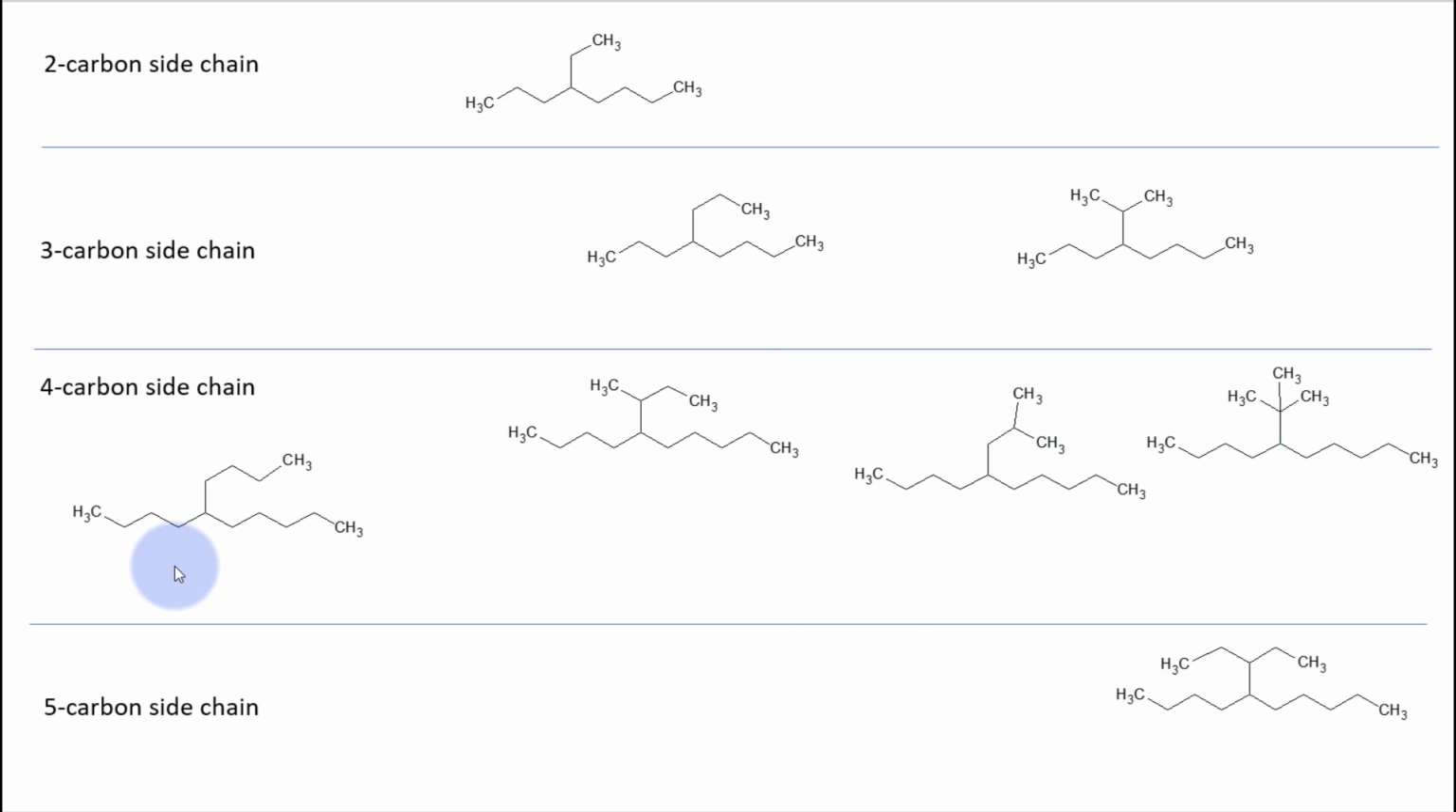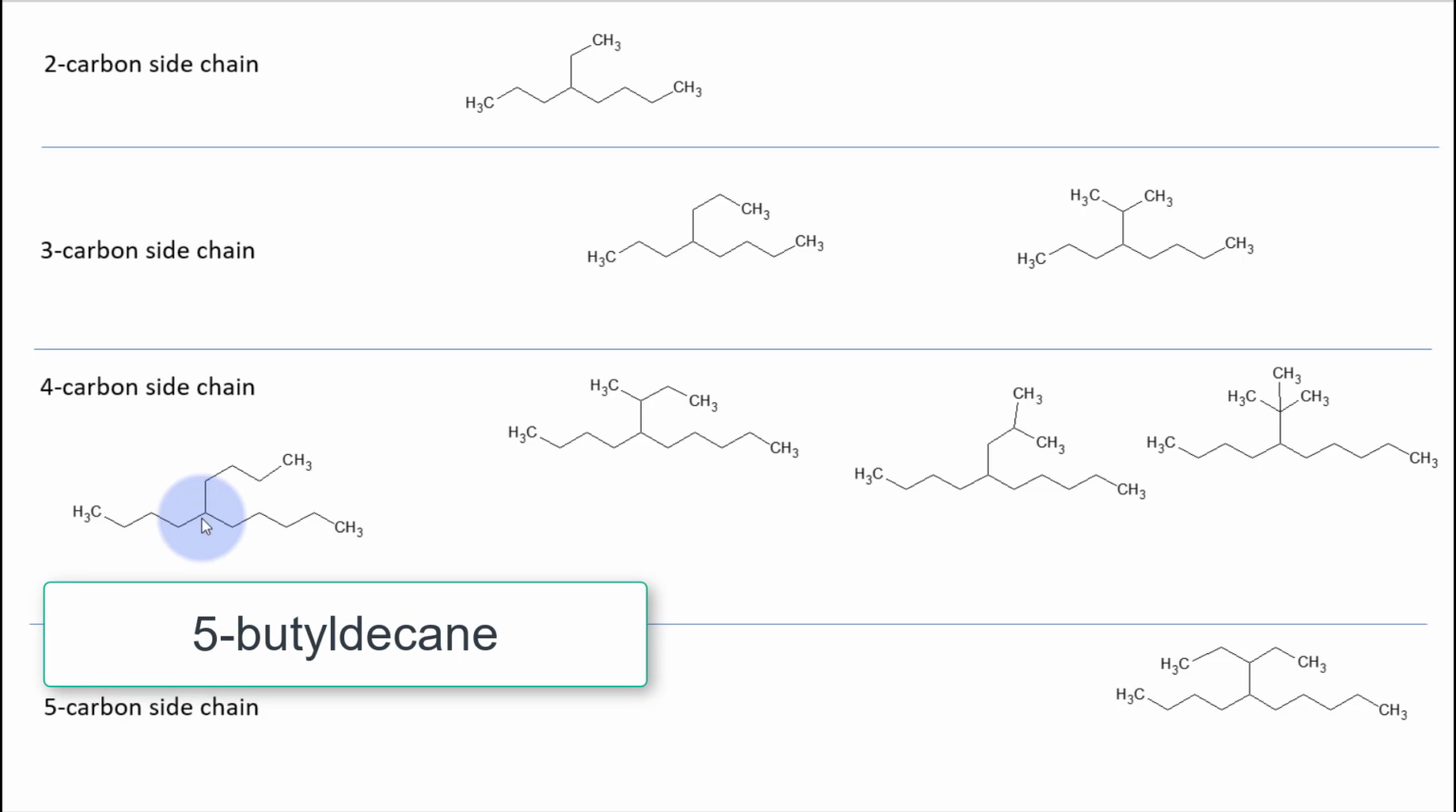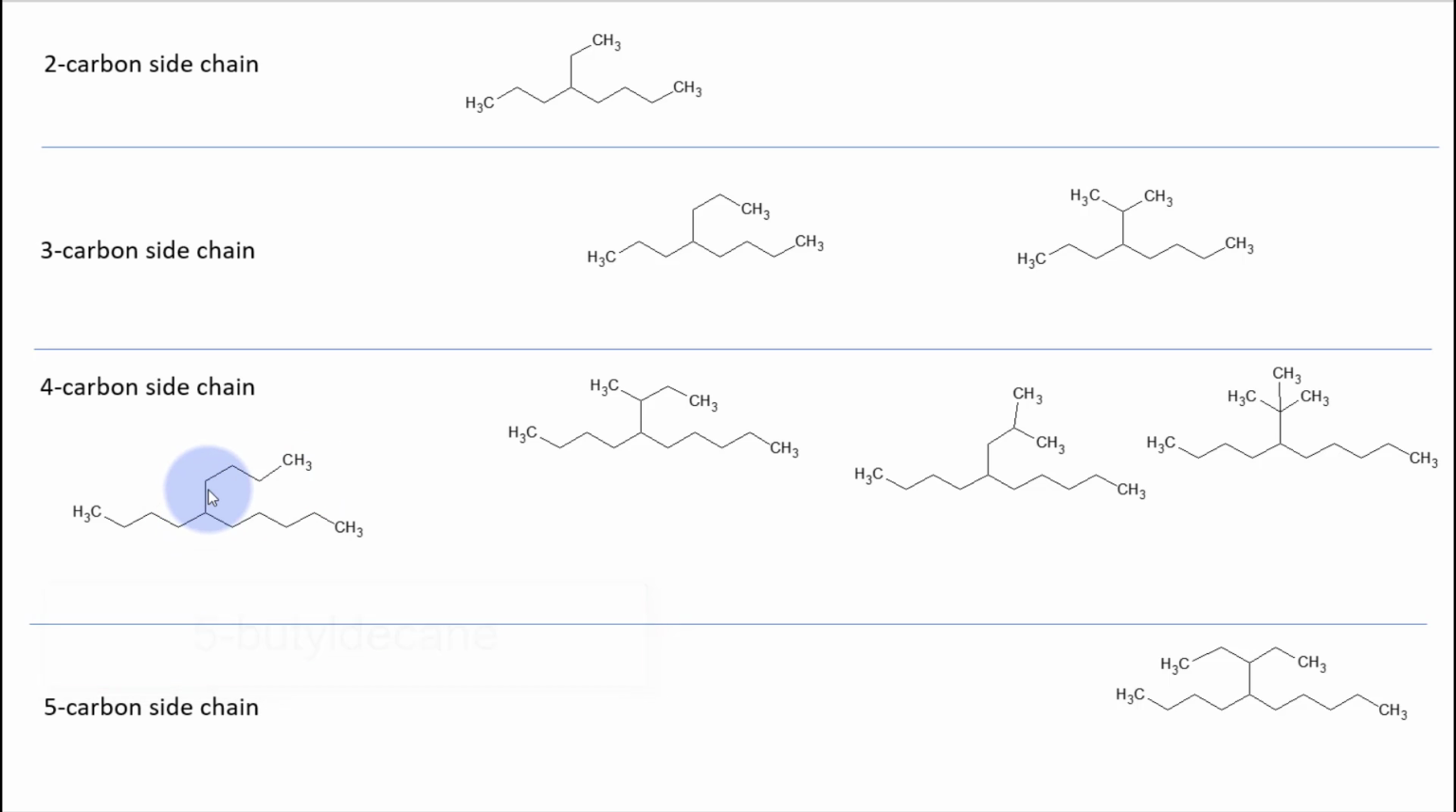So when we get to the 4-carbon side chain, in the 1, 2, 3, 4, 5, 6, 7, 8, 9, 10, this is a decane. 1, 2, 3, 4, 5. 1, 2, 3, 4, 5, 6. So 5 is the position for the butyl group. 1, 2, 3, 4. It's a straight chain, so we would just say 5-butyldecane, and that would be the answer for this one. The assumption is because we say butyl that it is the straight chain.